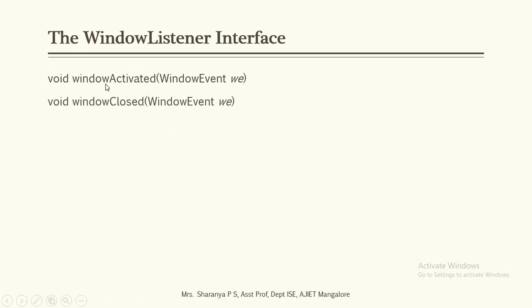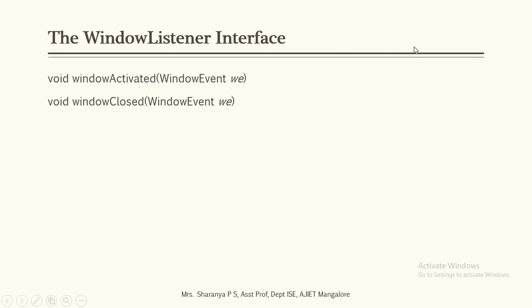That is, first one, windowActivated. When the window is getting displayed, at that time this windowActivated method is called. Suppose soon after the window is displayed, some operation needs to be done by the user. In such a case, we have to define this method, and inside that we have to write the code for what needs to be done. And then windowClosed.